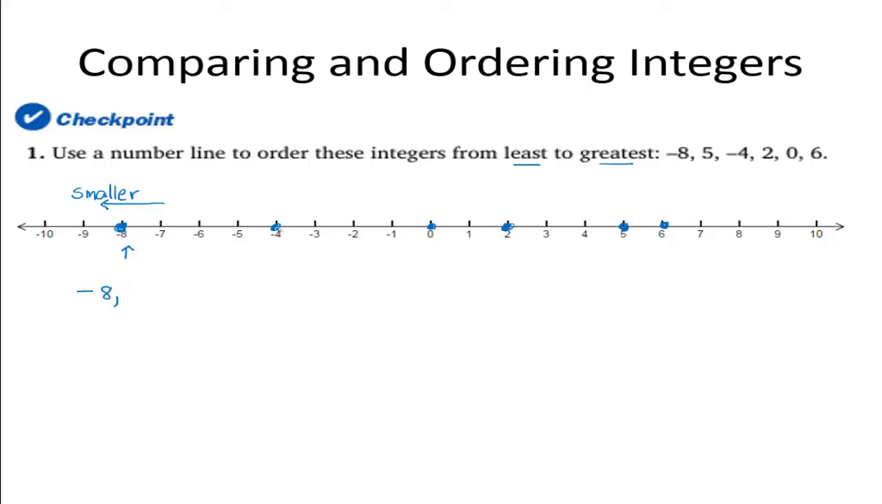The next number would be -4 because now I'm moving from the least to the greatest number. If we move to the right, they become bigger. Okay? So that's what I want, from least to greatest. So the next number would be 0, and then 2, 5, and 6. And there you have it. When they ask you to use a number line to order the integers from least to greatest, the number line helps you arrange them in the correct order. As you practice, you won't have to do this.